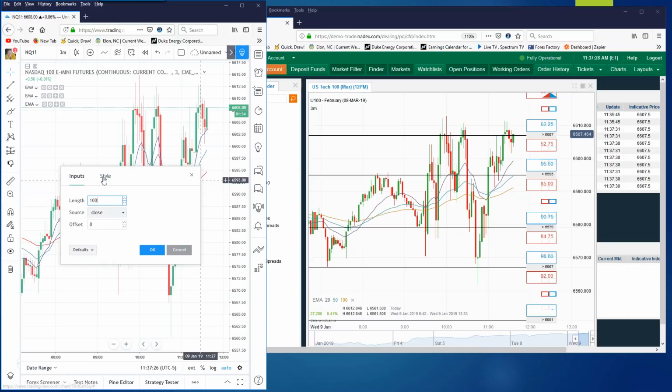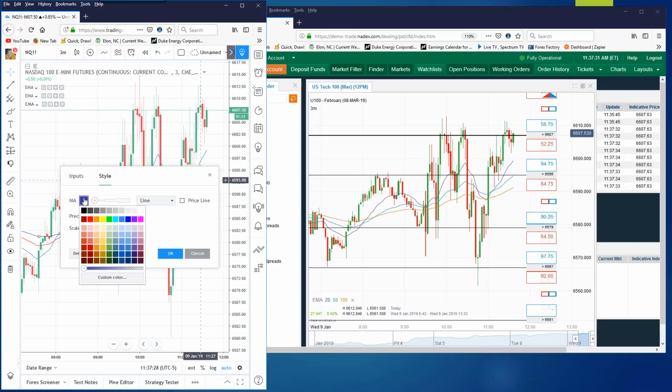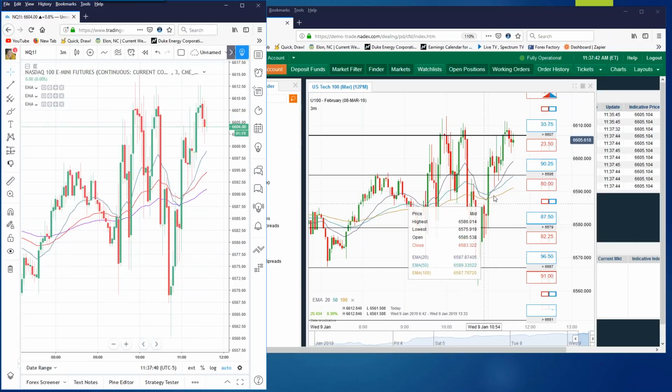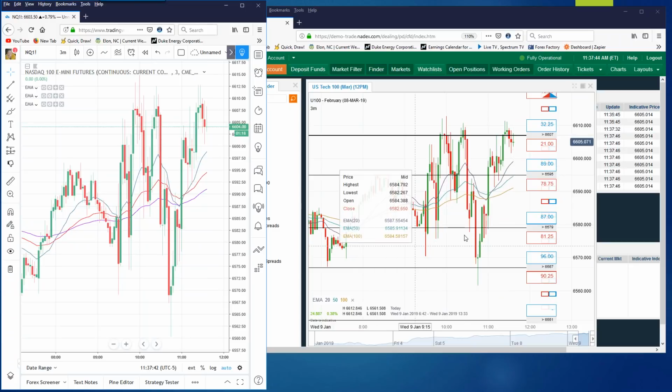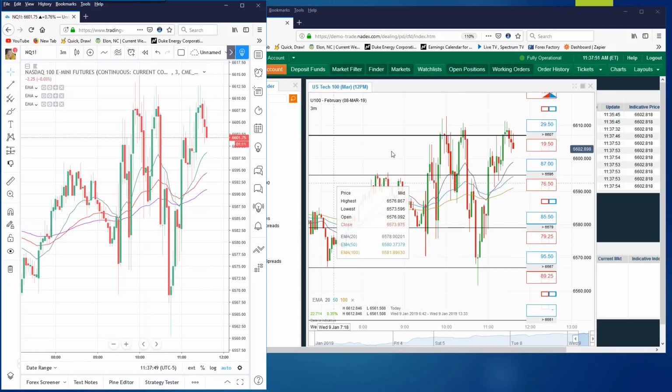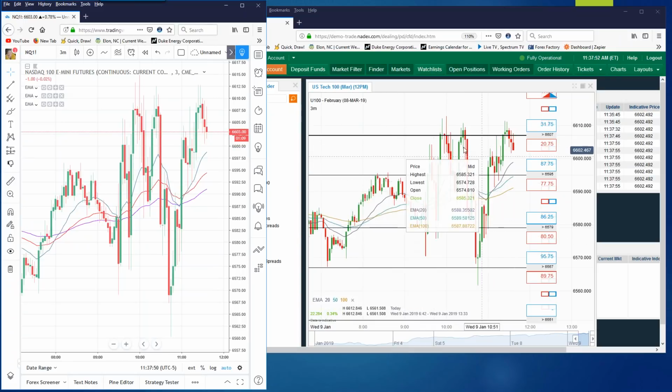I want to change the color again because this one is going to be the slow moving average, what I consider the slow. We'll make it purple. Now, do you see how they're giving you really the same values here? It was just easier for me to insert all three over on the Nadex versus the TradingView.